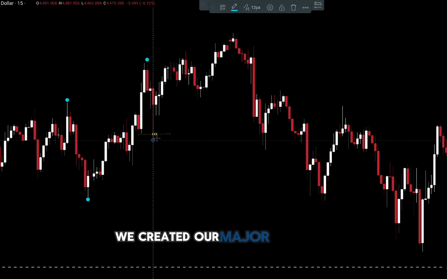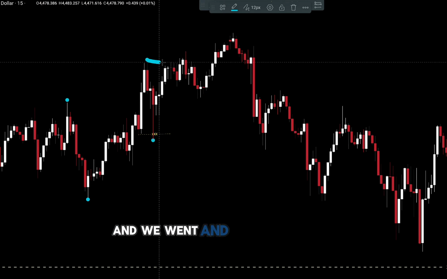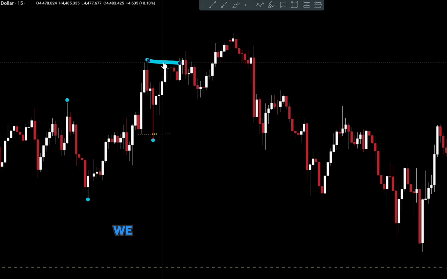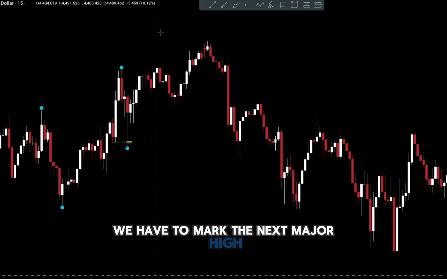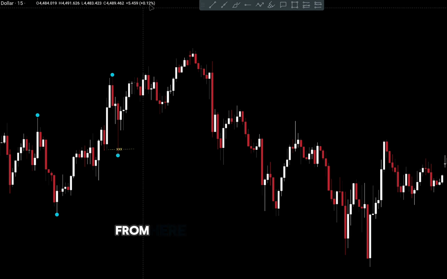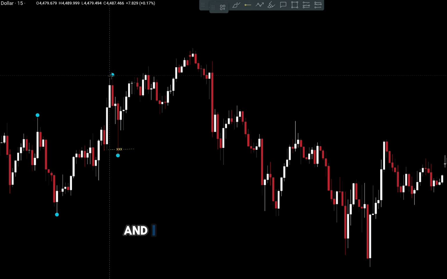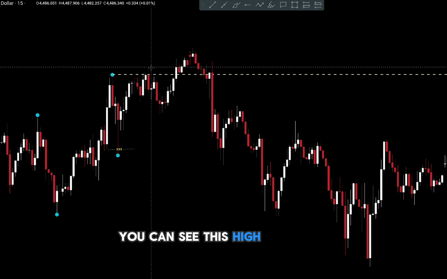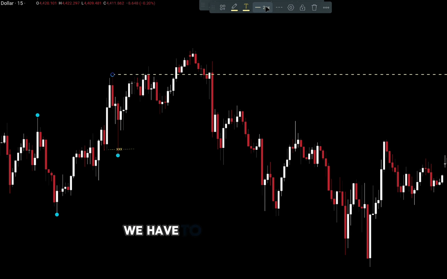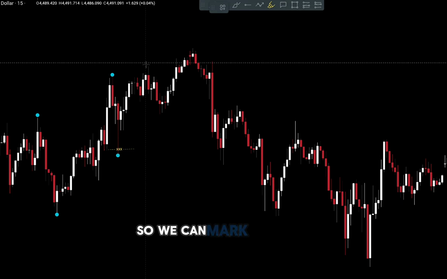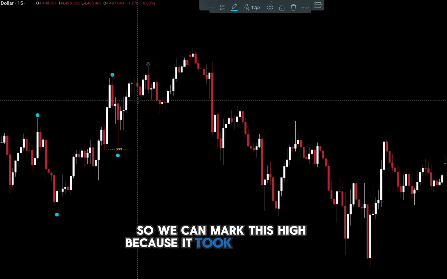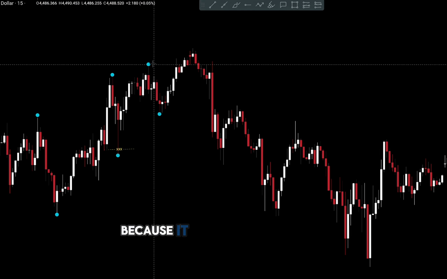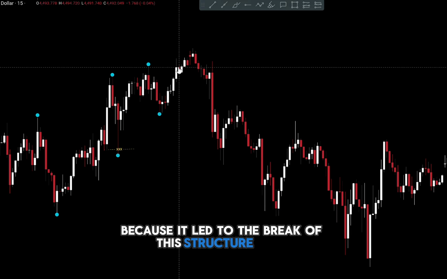We created our major low here, and we went and broke this high again. But that high couldn't take out anything. We have to mark the next major high and then the next major low. From here, if we draw from this point in time, and I said use the wicks, you can see this high took this and then came back to take this. We have to mark those highs again. So we can mark this high because it took out this low, and then we can mark this low here too because it led to the break of this structure there.